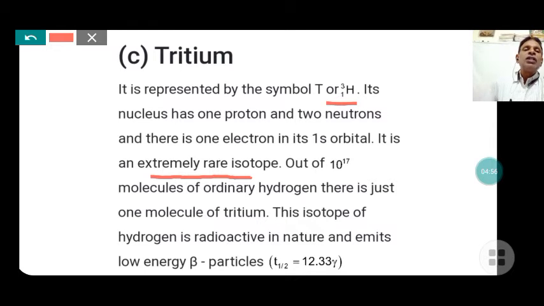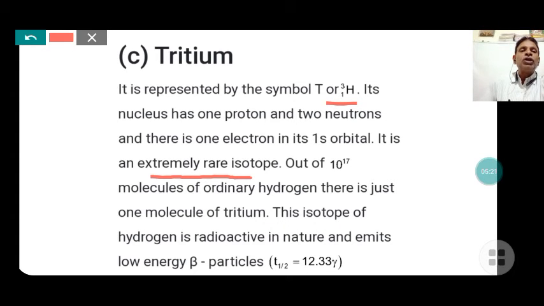It is very rare. Out of 10 to the 17 molecules of ordinary hydrogen, there is just one molecule of deuterium. You can imagine that if you get 10 to the power 17 naturally occurring atoms of protium, we get only one tritium. So it is a very tiny amount, very little present in nature.